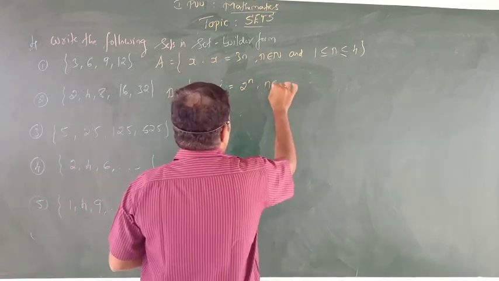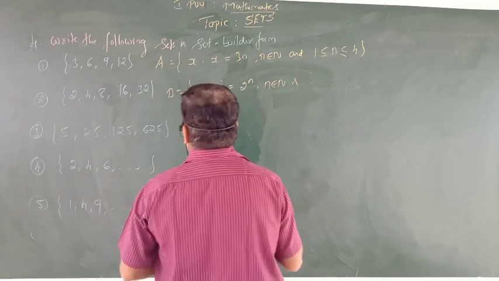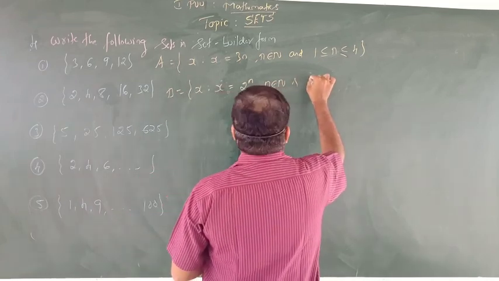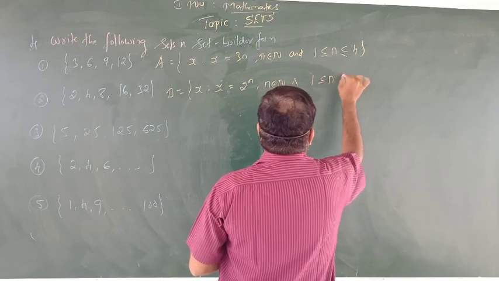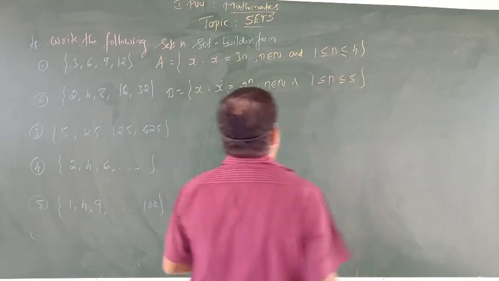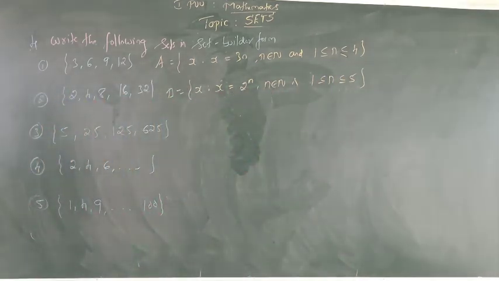So n should be a natural number, and one more thing we can write. It starts from 1 and it should be less than or equal to 5. I can write it like this. It starts from 2 to the power of 1 up to 5. Let me go for the third one.